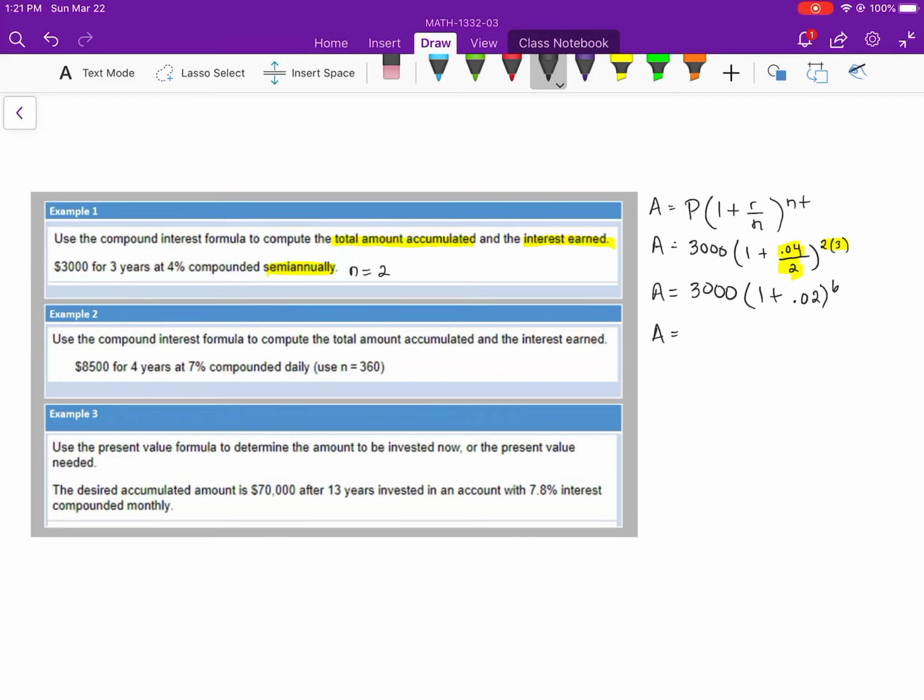Alright, let's take it a step further. A equals 3,000 times, let's go ahead and add those together, 1.02 taken to the 6th power. So all I did was add the 1 here to that 0.02. Now, the next part here, we're going to have to take that 1.02 to the 6th power. So again, I'm punching this into my calculator, 1.02 to the 6th power. Comes out to a fairly long decimal here.